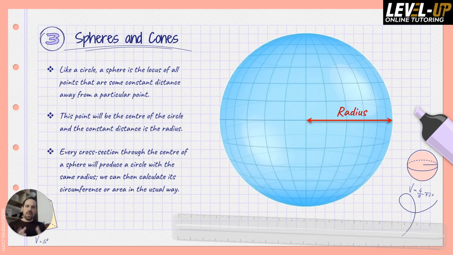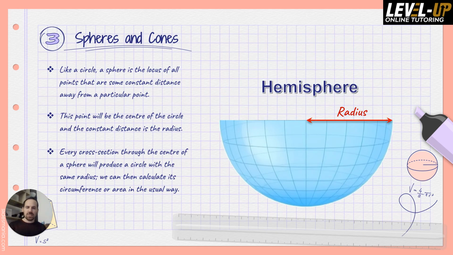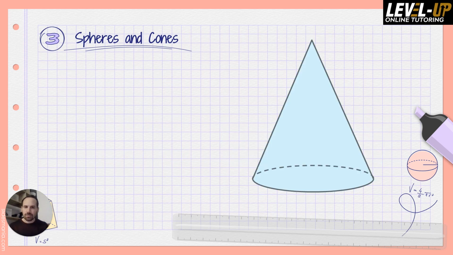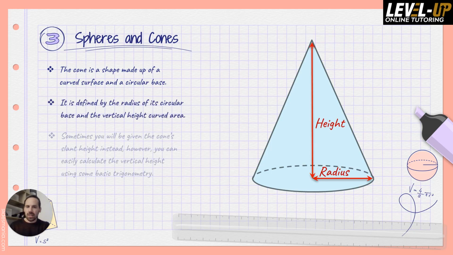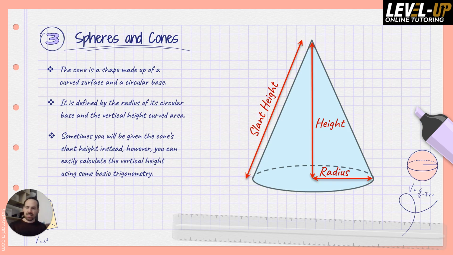The main other shape relating to the sphere that we need to be familiar with is what's known as the hemisphere. That's when you literally just cut a sphere in half, you create a hemisphere. You might be familiar with it in terms of the Earth, like the northern hemisphere, southern hemisphere. It's basically the top and bottom half of the sphere. So you want to be familiar with that term as well, hemisphere. So we have a cone. A cone is a shape made up of a curved surface and a circular base. It's defined by its radius and its height, or perhaps sometimes its slant height, which is this height going diagonally, like a slant, hence why it's called slant height.